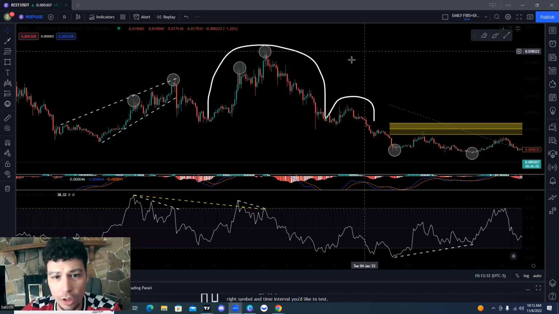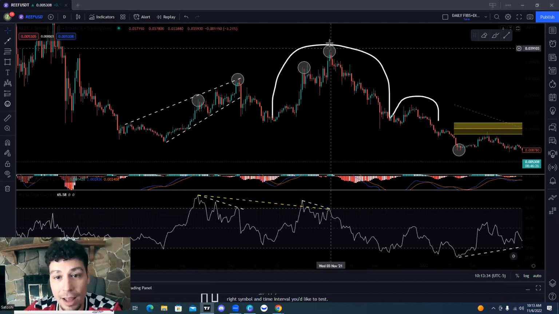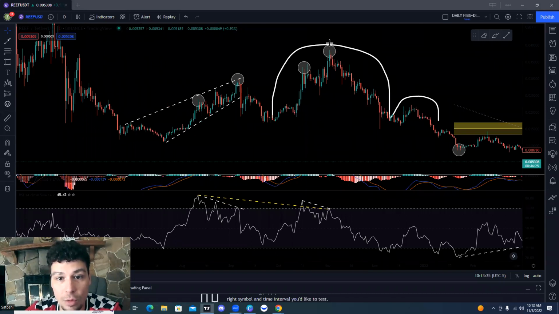And if we look right here, we can see that we have a little bit of some bearish divergence as well, right? We have a high, higher high, we have a high, we have a lower high, and we end up getting a very sharp drop, right?